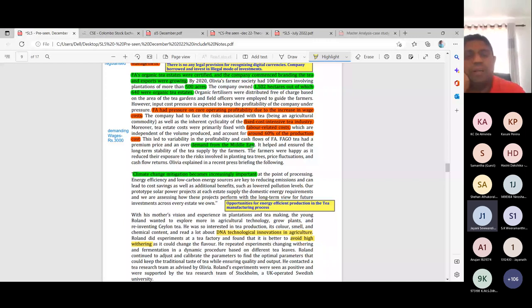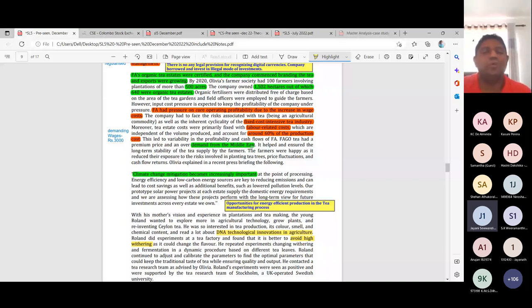Fargo tea had a premium price and over demand from the Middle East. Premium price, no, organic tea, and they can enjoy a premium price. So always you can enjoy price premium. It's a differentiation strategy. We are applying differentiation strategy. You enjoy price premium. And there is an over demand from the Middle East. That means you can expand this further.